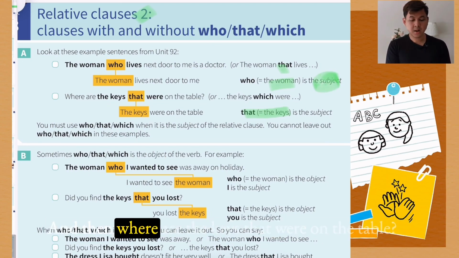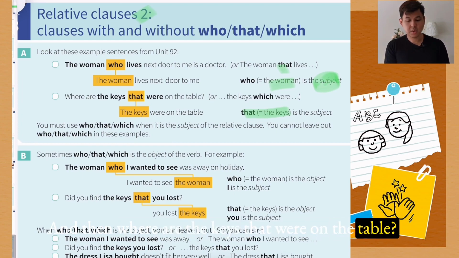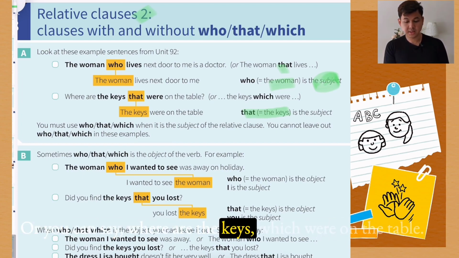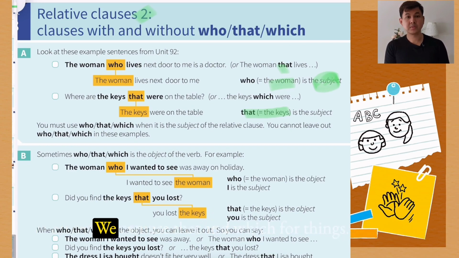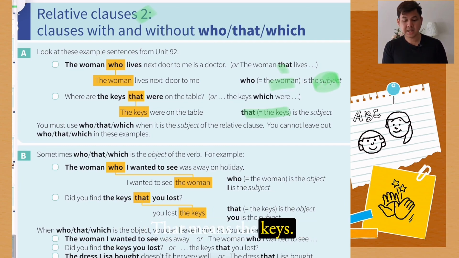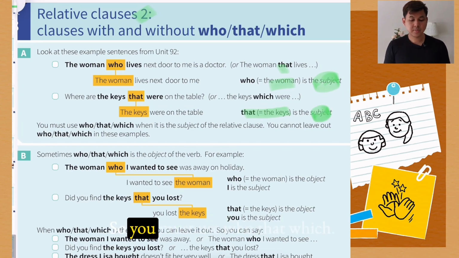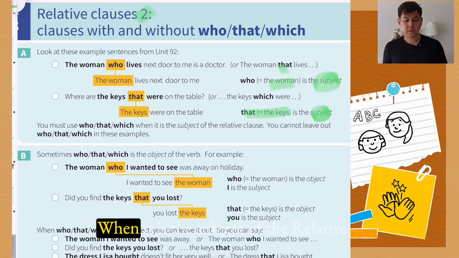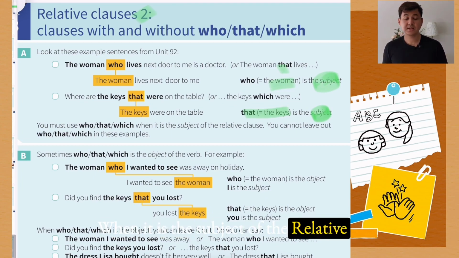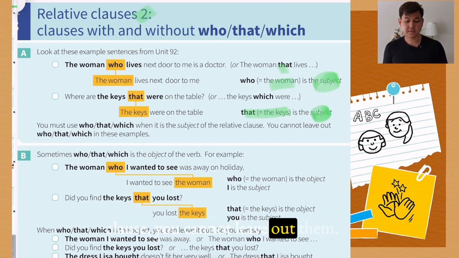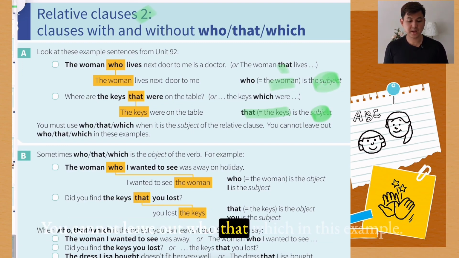And then, where are the keys that were on the table? Or you can say, where are the keys which were on the table? We can use that and which for things. The keys were on the table. That means the keys, and the keys is the subject. So you must use who, that, which when it is the subject of the relative clause. You cannot leave them out. So if they are the subject, we cannot leave them out.